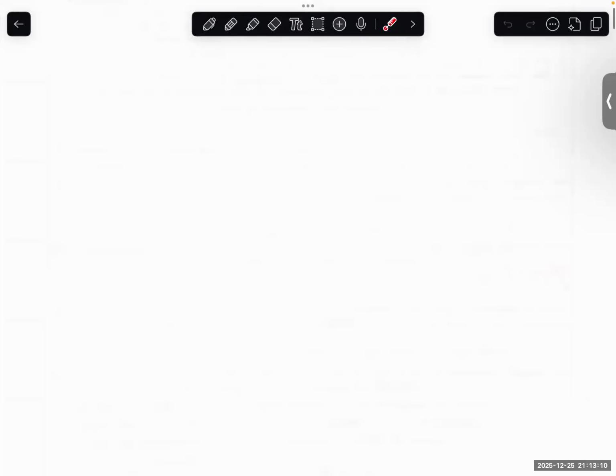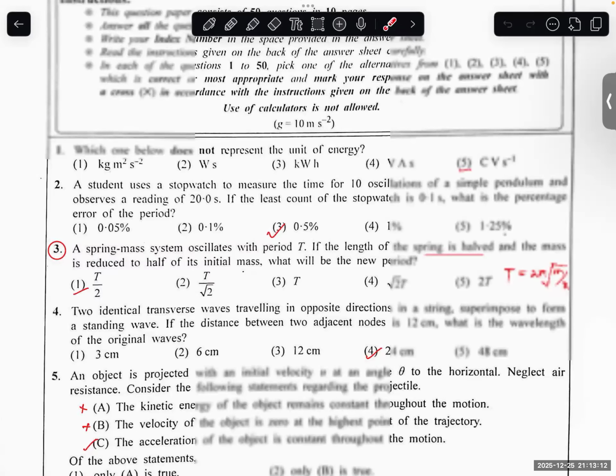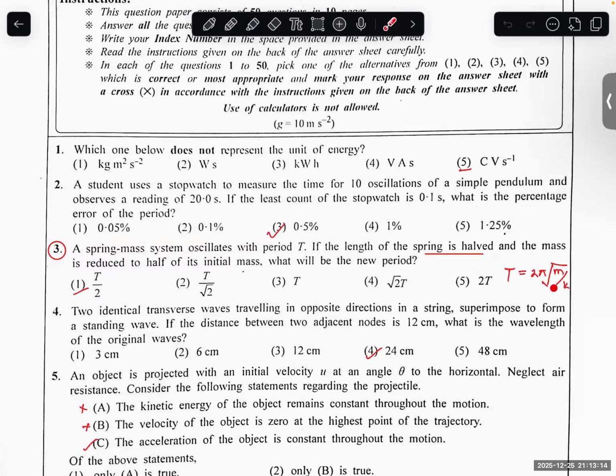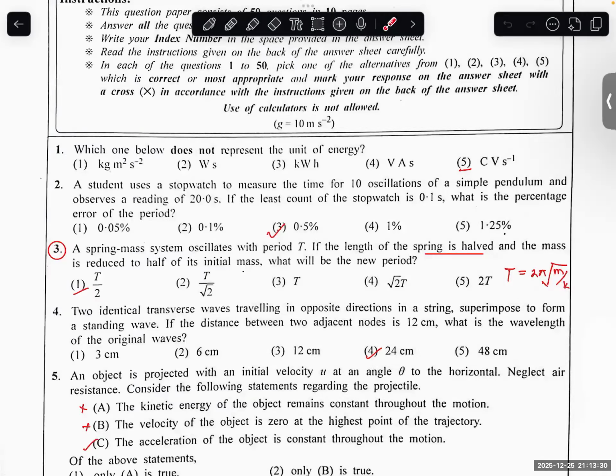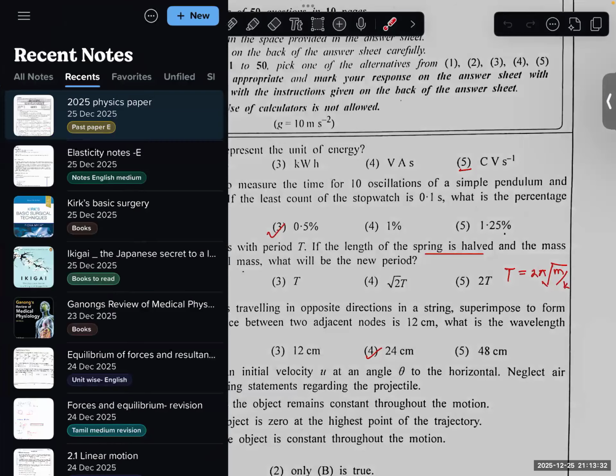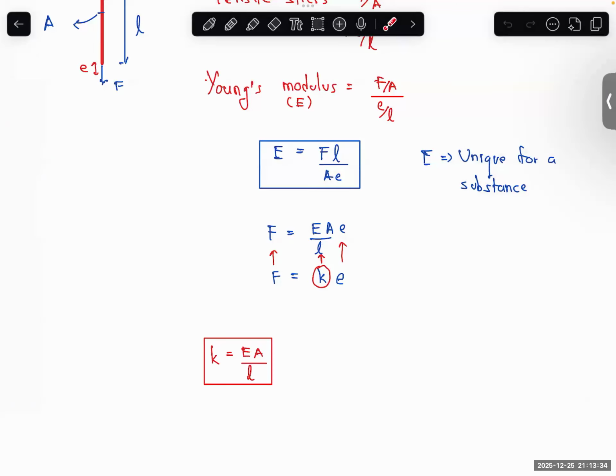It doubles the k, and then already the mass is reduced to half. So here 2, due to mass in the denominator, there will be 2. So 2 into 2, square root of that will be 2. So T by 2 is the answer. But if you got only the mass, it will be answer 2. So you have to be careful, okay?